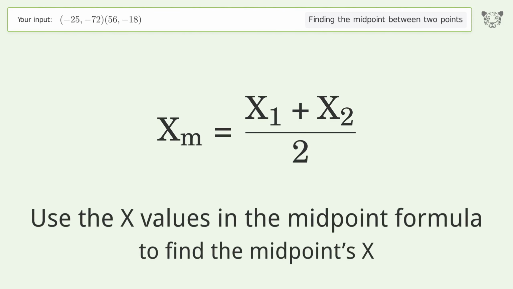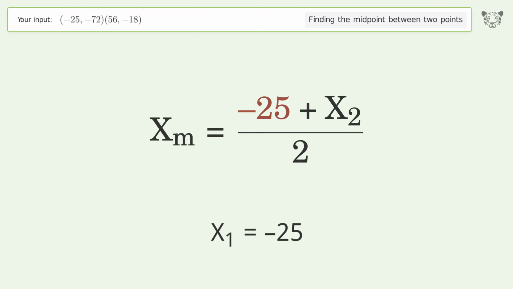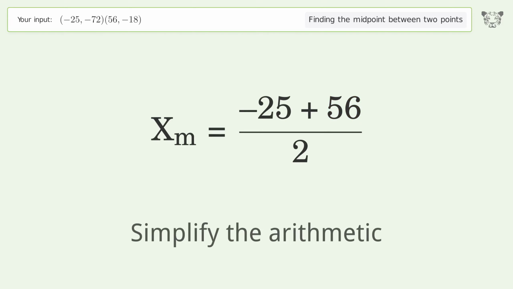Use the x values in the midpoint formula to find the midpoint's x. x1 equals negative 25. x2 equals 56. Simplify the arithmetic.